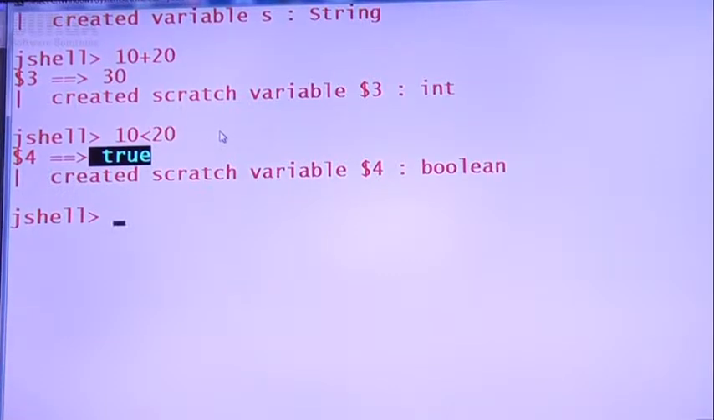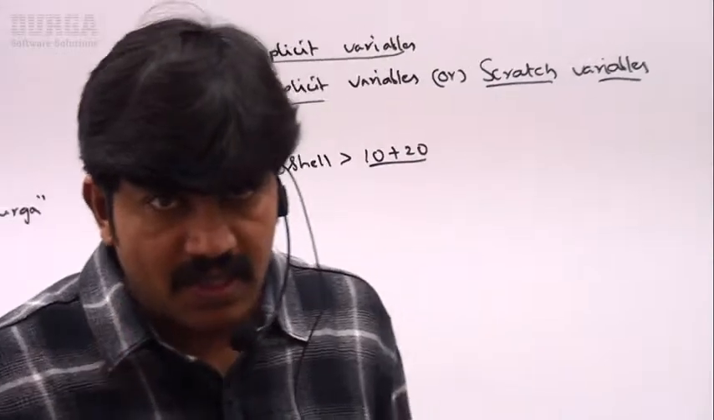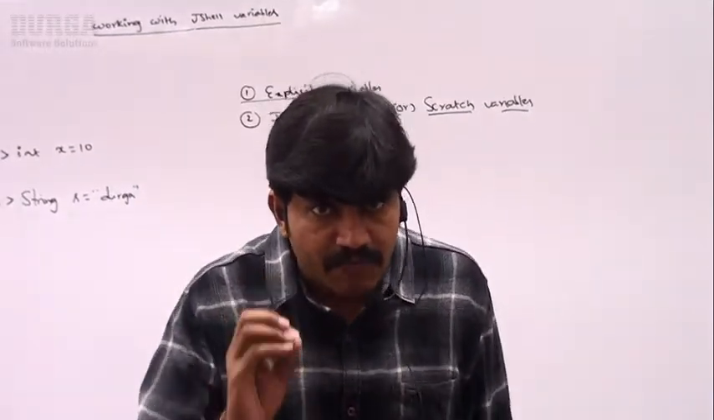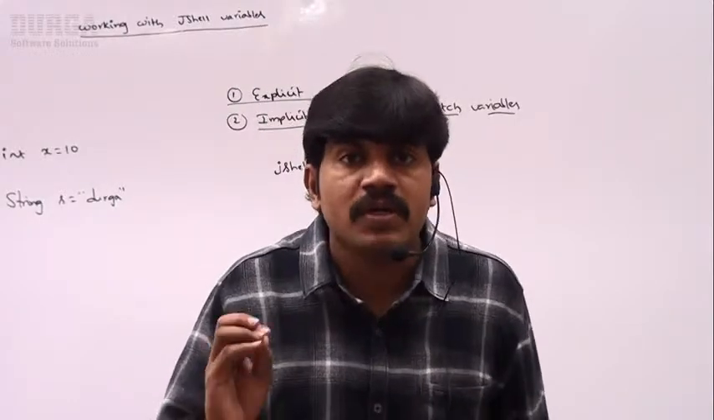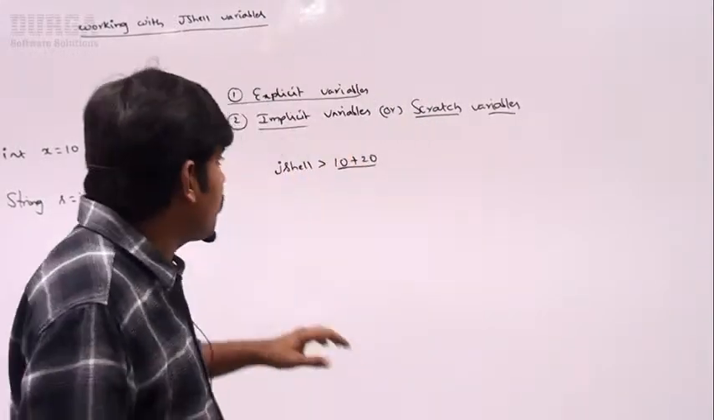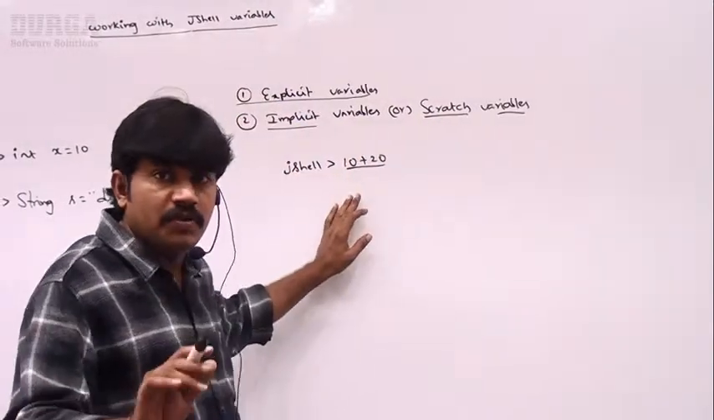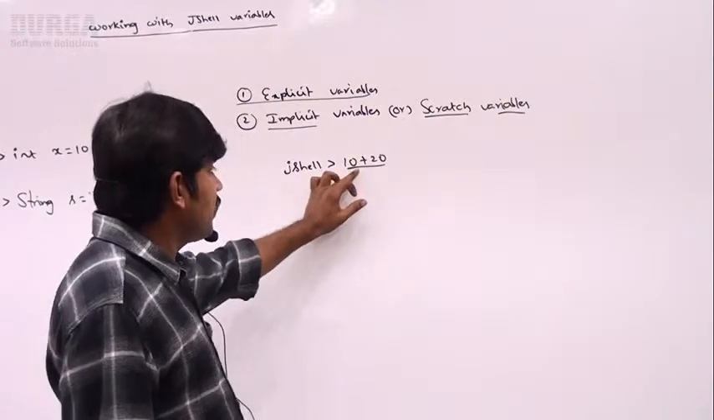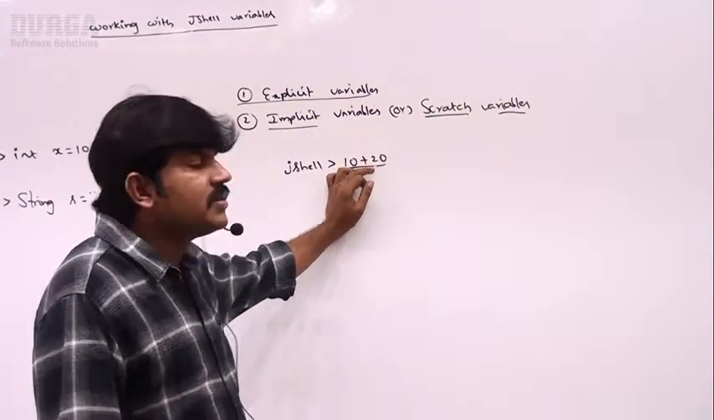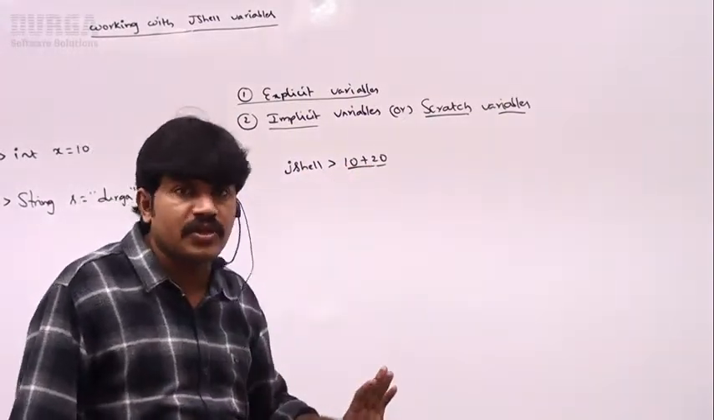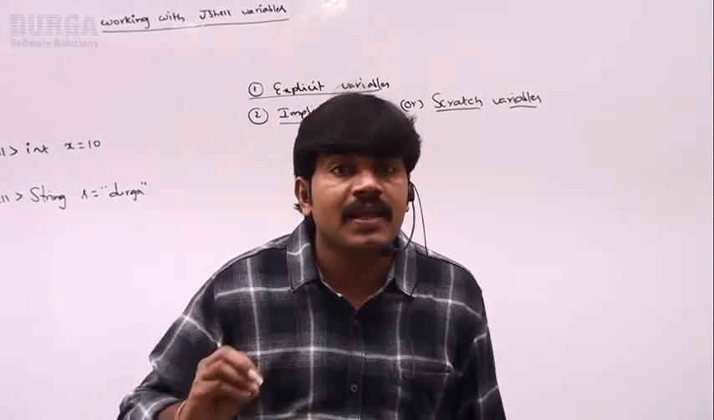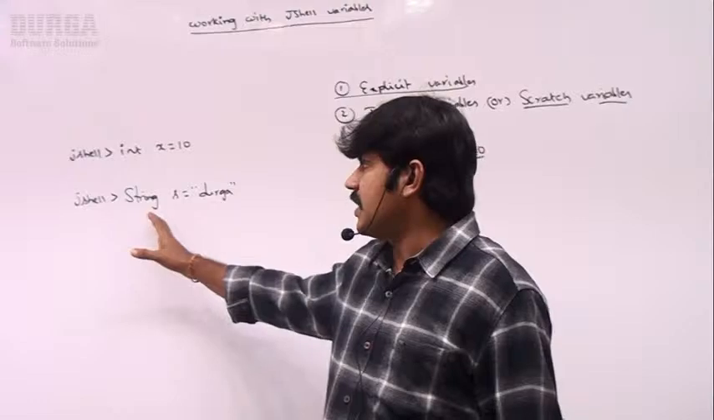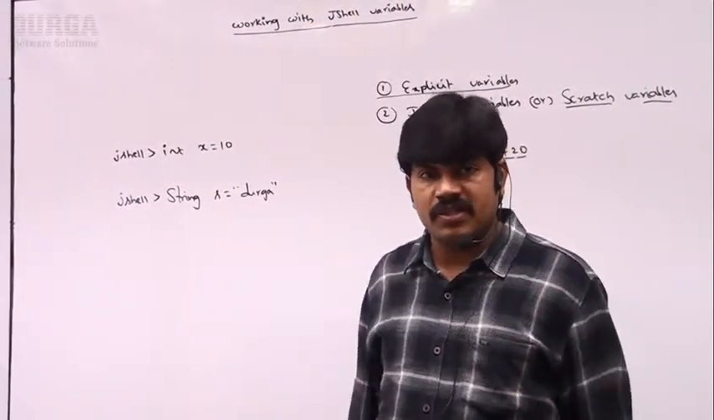So I hope by this time you are aware what an implicit variable is. The variables which are implicitly created by JShell to hold temporary results are by default considered implicit variables. Best example, 10 plus 20. Internally it creates $3, $4 like that. Next, the variables which are explicitly declared by the programmer are by default considered explicit variables, right?